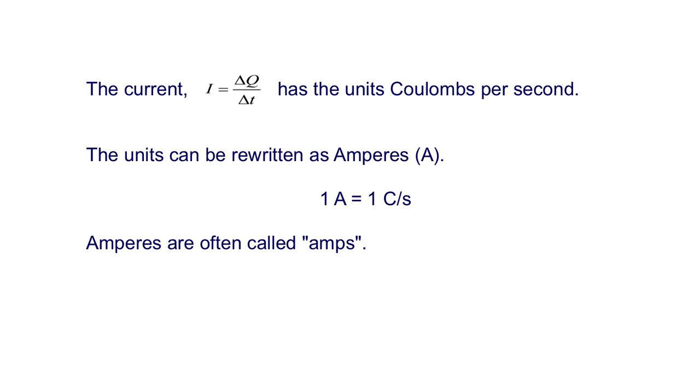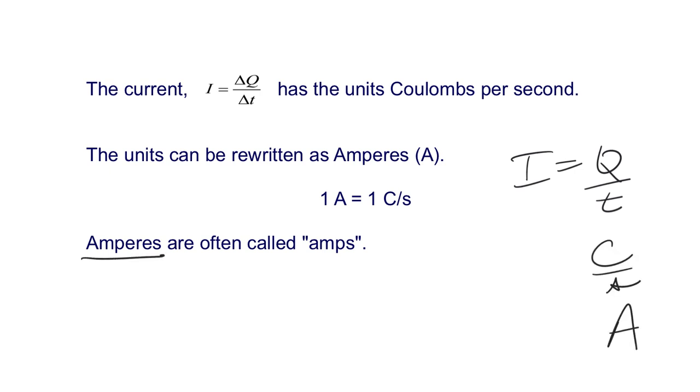So I already did this with you. I equals Q over T, coulombs over seconds, which is the same thing as an amp. Really, amp is a short abbreviation for amperes. Ampere was a scientist who was an early pioneer with electrical discoveries.